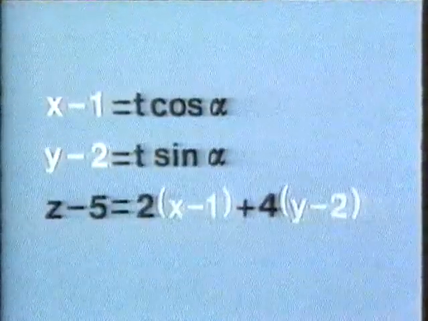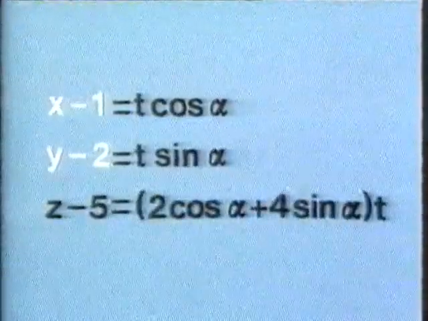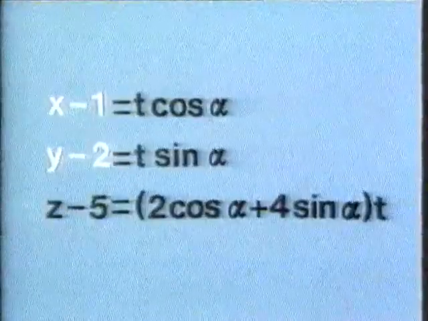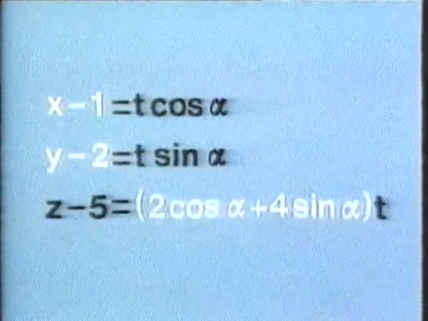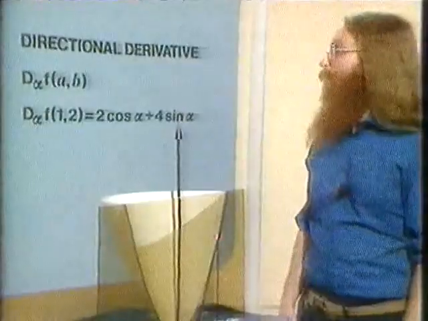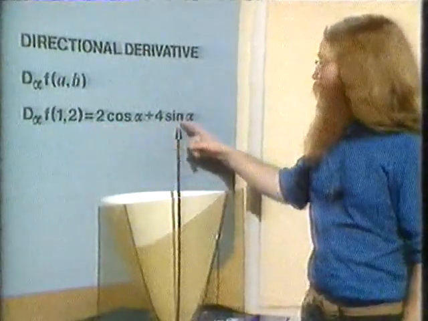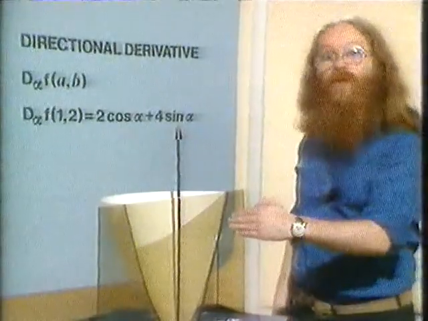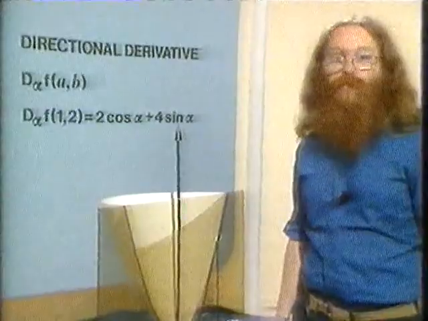So the equation for the intersection is z minus 5 equals 2 cos alpha plus 4 sine alpha, all times t. That's a line with slope 2 cos alpha plus 4 sine alpha. And that's exactly what we wanted, because this is the formula for the directional derivative that we found earlier. So all the tangent lines do lie in the formal tangent plane, at least in this case.